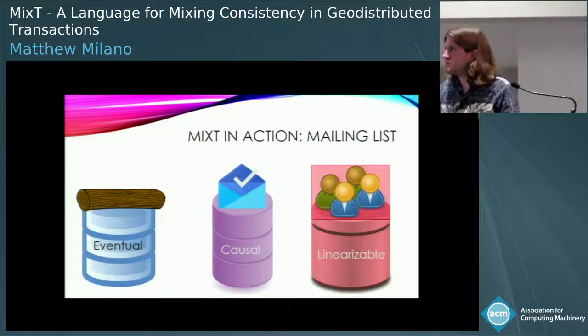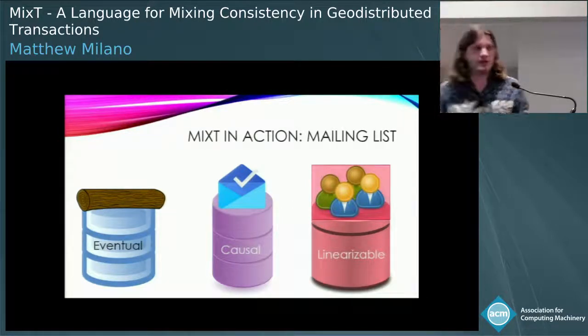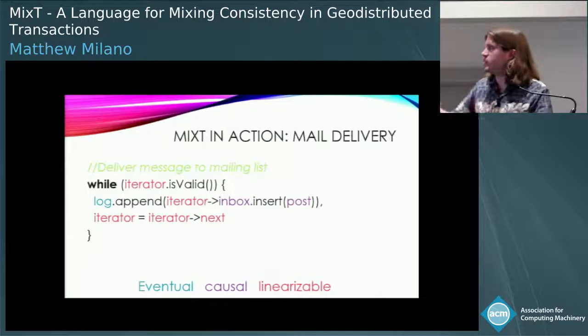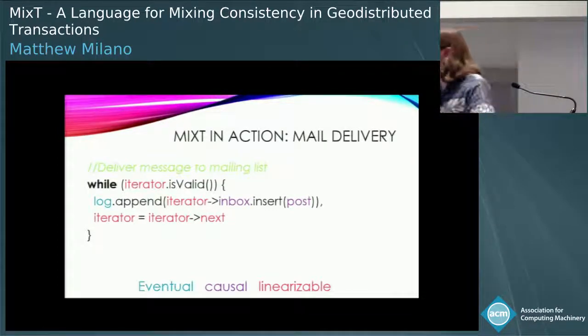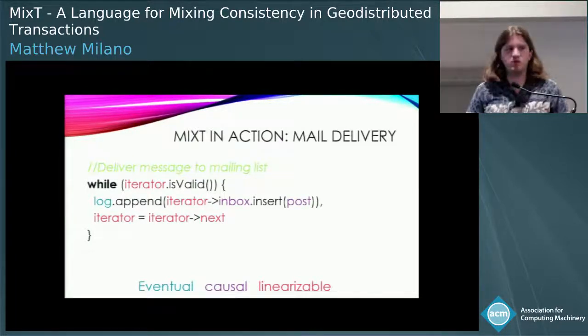So I have our mailing list. We've already managed to associate our various objects with a consistency model. And our while loop now, if we color our consistency models, looks like this. Our iterator is strongly consistent. Our inbox is going to be causally consistent. And our log will be eventually consistent.